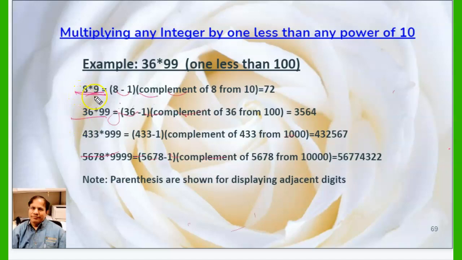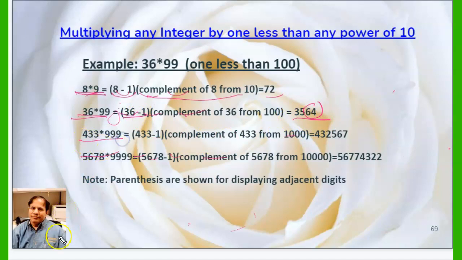If I have the example 8 times 9, then what we can do is we take 1 less than the first left digit, which is 8 minus 1, and then we take the complement of 8, and so you end up with the number 72. Of course, if you take a larger number, it takes a little while, so you can take a piece of paper and see what's the complement of 36. And so we know that the complement of 36 is 64. We subtract 1 from the given multiplicand, so 36 minus 1, so we end up with 3564.